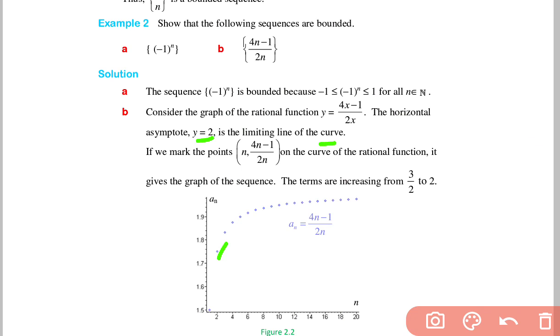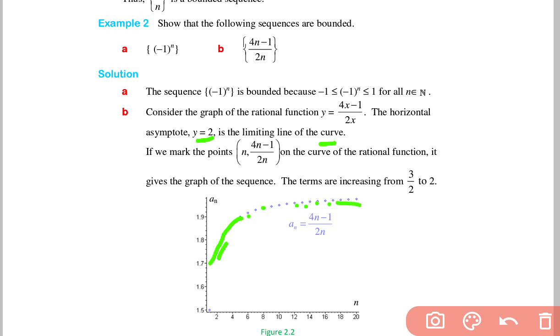Pay attention on this. 2 is excluded. Look at here. Is 2 under here or not under here? The term approaches 2, it's not 2.